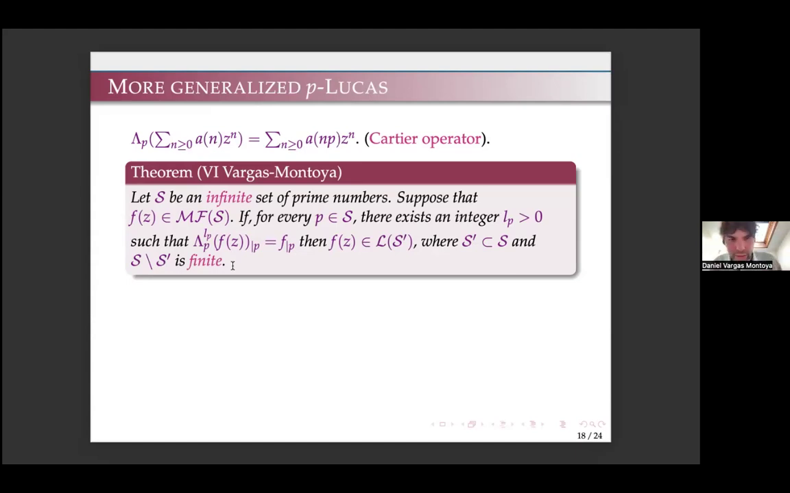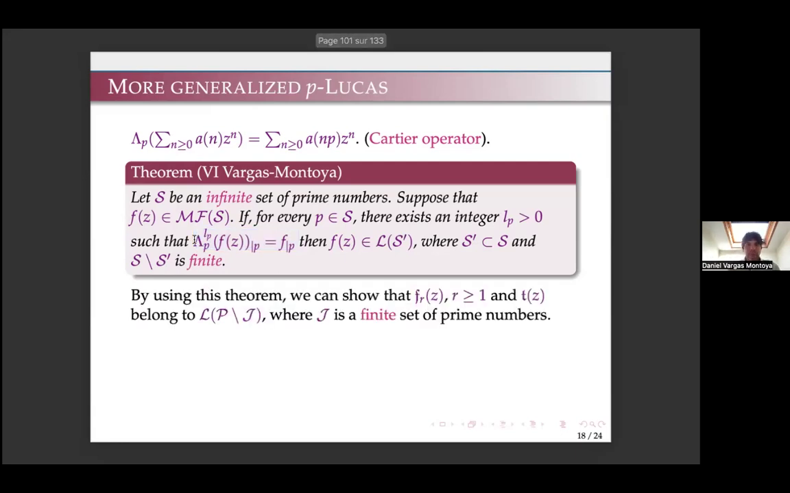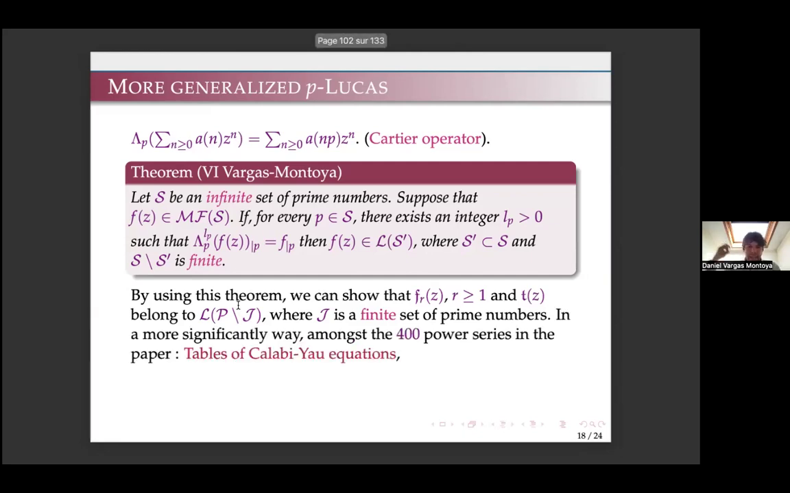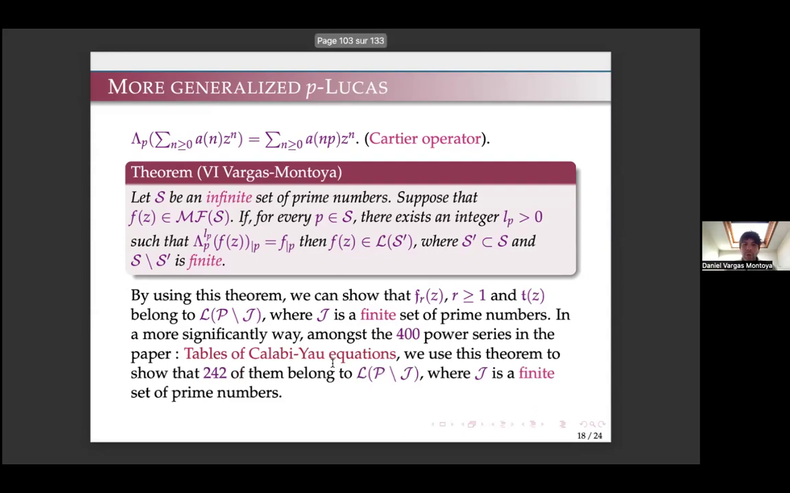Okay, maybe at first sight this theorem appears technical, but actually, to show this equality, we use the Lucas theorem. More precisely, we can use this theorem to show that the series FR I defined at the beginning and the series T belong to LP minus G, where G is a finite set of prime numbers. And in a more significant way, among the 400 power series in the paper tables of Calabi-Yau equations, we can use this theorem to show that 242 of them belong to LP minus G. Okay, so at the end it's not very technical, but in these two cases, to show this equality, we use the Lucas theorem.